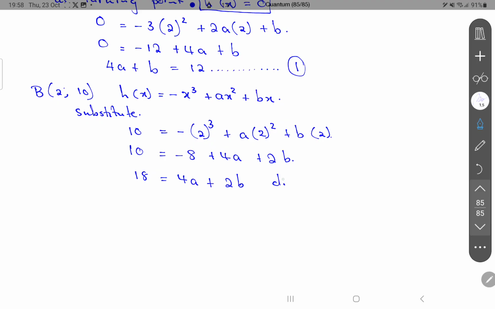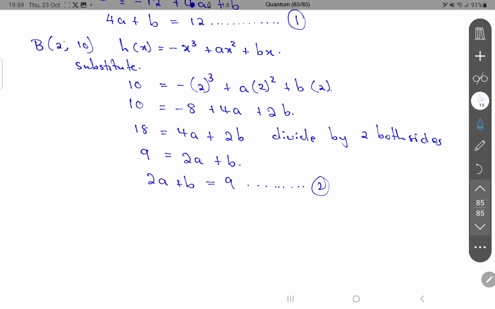So we can divide both sides by 2. We get 9 is equal to 2a plus b. So in other words, 2a plus b is equal to 9. This is equation number 2.